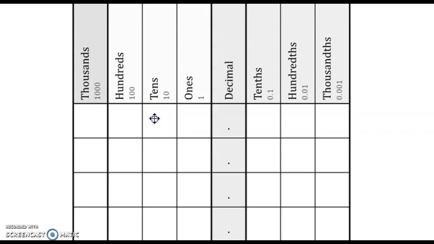So for example, let's say you had 20.35, okay? So we would say that the 3 is in the tenths column, the 5 is in the hundredths column, the 0 is in the ones column, and the 2 is in the tens column.